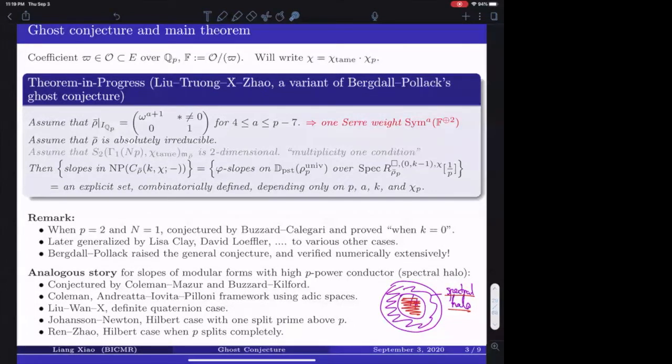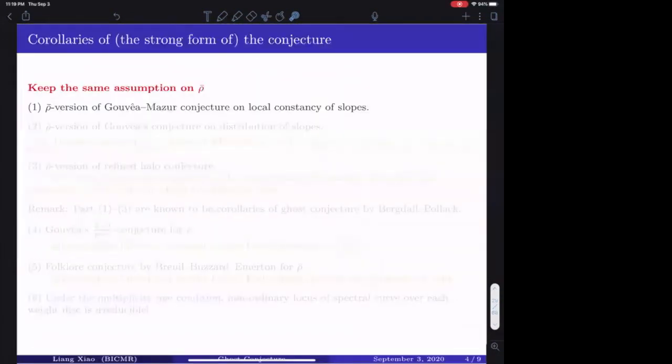So let's talk a little bit about the corollaries of what we can deduce from this, and why I'm very excited about this, this attempt to prove this conjecture. One of the things that will follow is you can take a rho-bar version of the so-called Gouvêa-Mazur conjecture on the local constancy of slopes. Basically it's a question of, on this eigencurve, how big a radius you can get where the slopes keep being constant. I will not say too much about this.